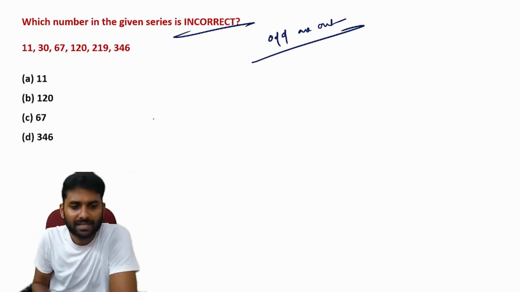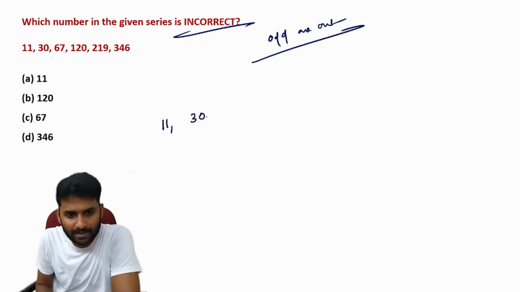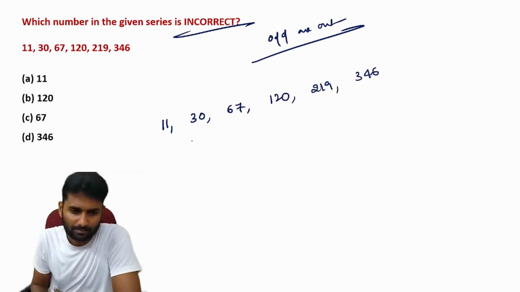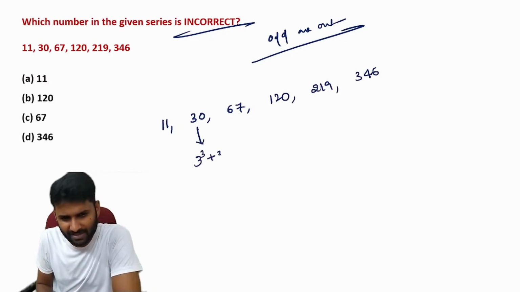So here the numbers are 11, 30, 67, 120, 290, 346. You can see these numbers. See, 1 cube plus 3, this is 2 cube plus 3, this is 3 cube plus 3, this is 4 cube plus 3, this is 5 cube plus 3.